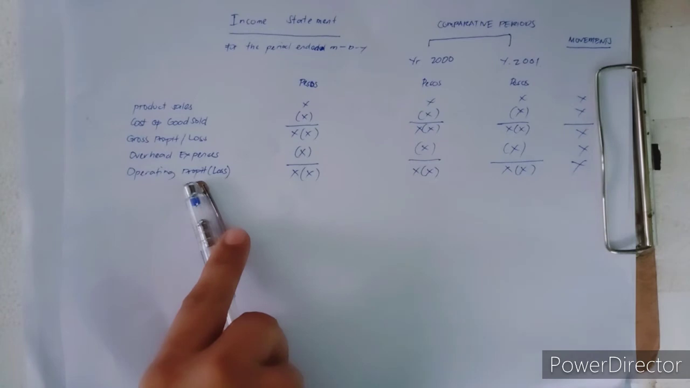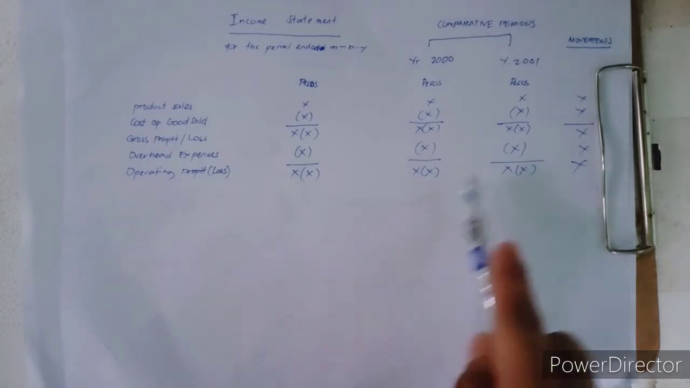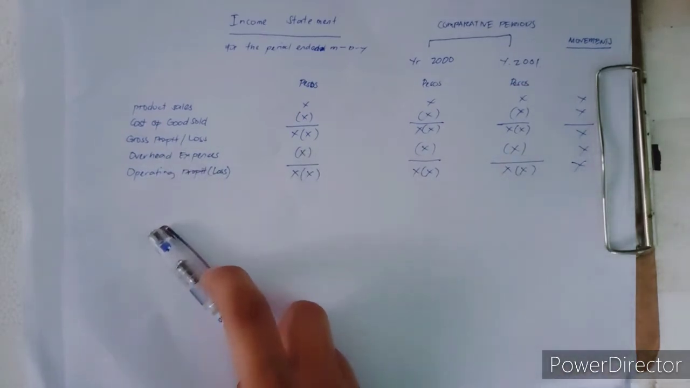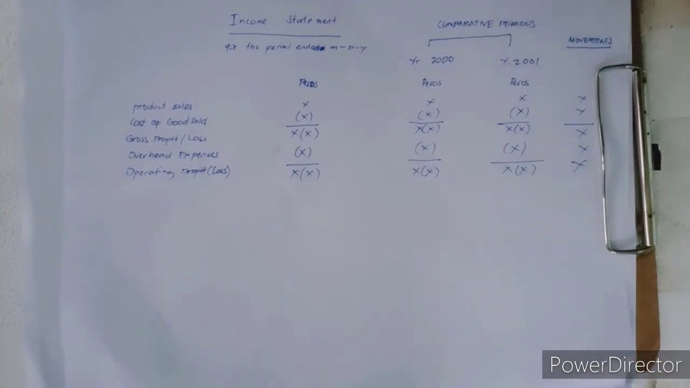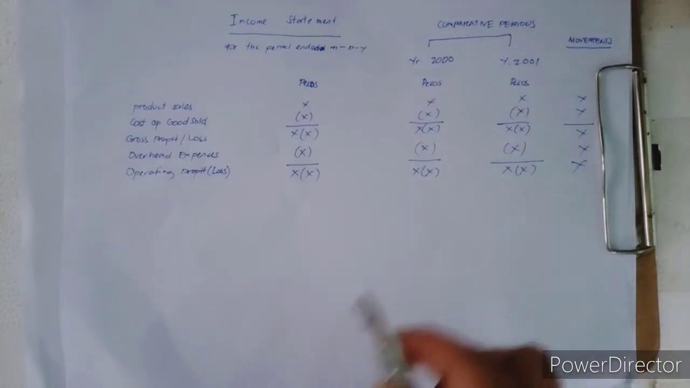Operating profit measures the net income that we've generated from the operation. This is the residual amount left over after deducting all the direct and indirect costs of doing business. So these are the basic income statement.